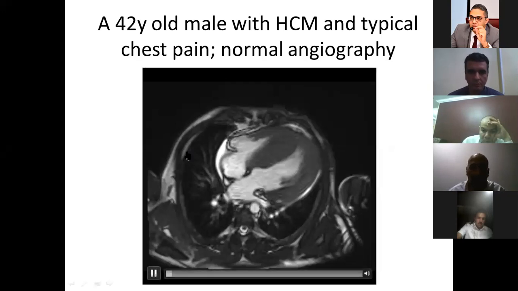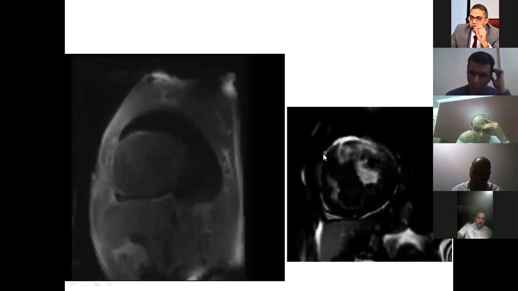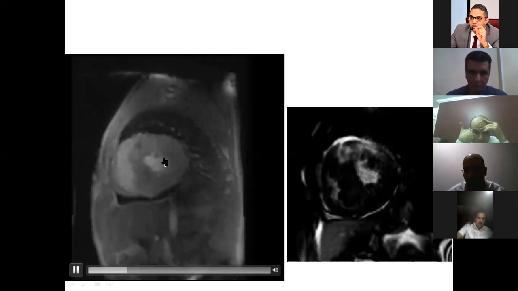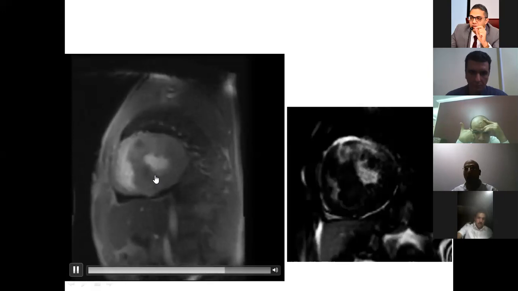This is another case of hypertrophic cardiomyopathy by echo and typical chest pain, and it turned out to have normal epicardial coronaries. So what data can cardiac MRI add to us? When we did the first-pass perfusion images, we can see areas of signal loss here and there and there. And this means that this patient has a microvascular disease.